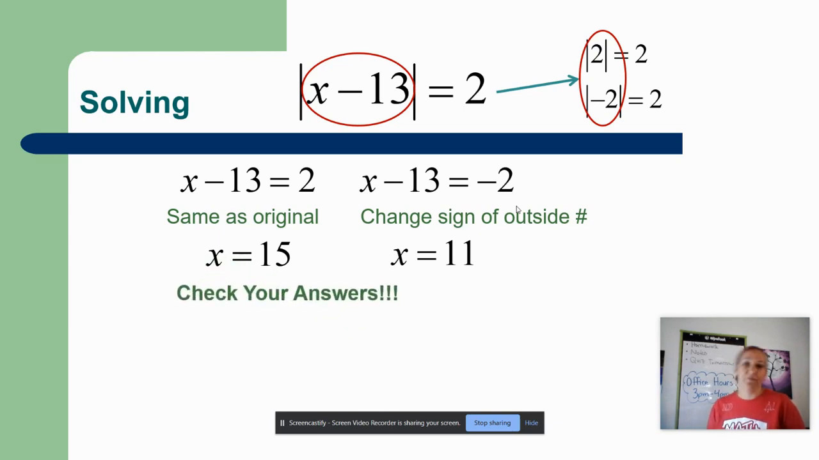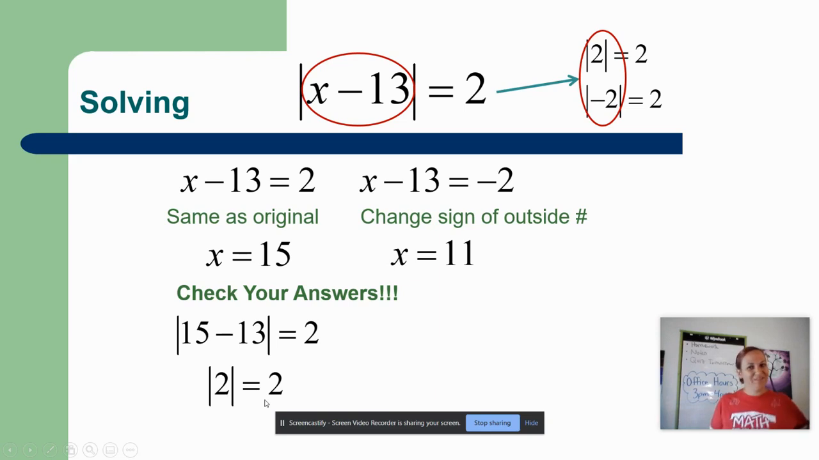So if I plug them in, I'm going to start with the 15. I'm going to plug in the 15 right here. 15 minus 13 is 2, and the absolute value of 2 is 2, so that works. Next, I'm going to try 11. I'm going to plug it into the same spot. 11 minus 13.